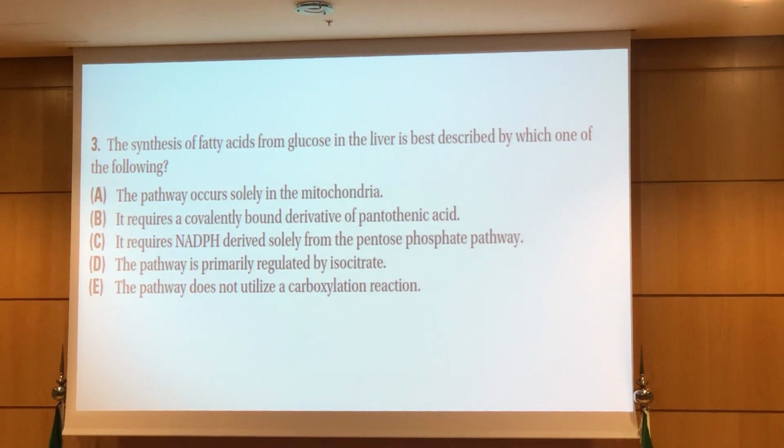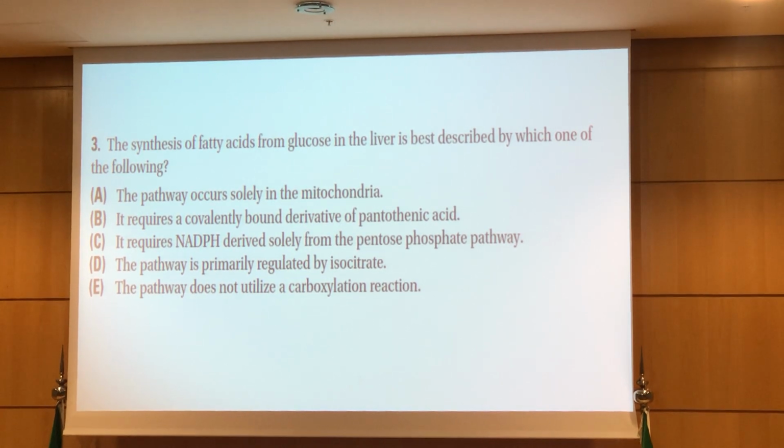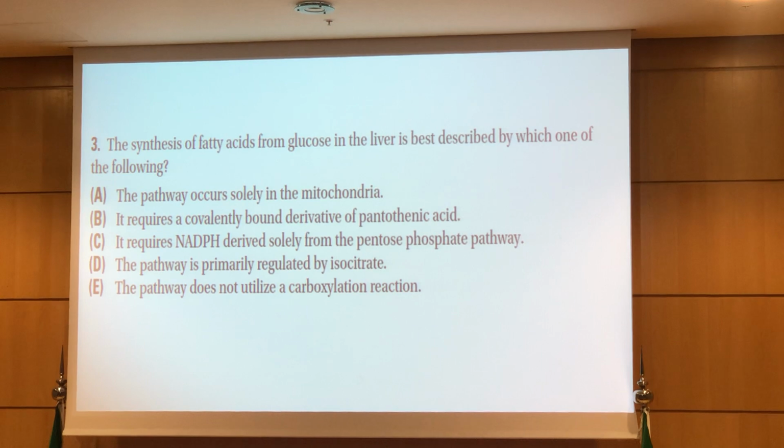It requires a covalently bound derivative of pantothenic acid. Do you still remember what pantothenic acid is? Vitamin B5? Well, you find out. It requires NADPH derived solely. You know what this word solely means? Only from the pentose phosphate pathway. True? No. Because you can make the NADPH when you convert oxaloacetate back to pyruvate in the cytoplasm.